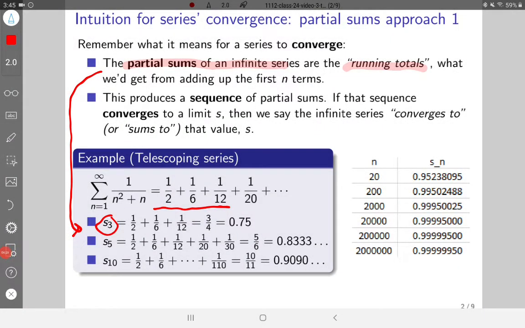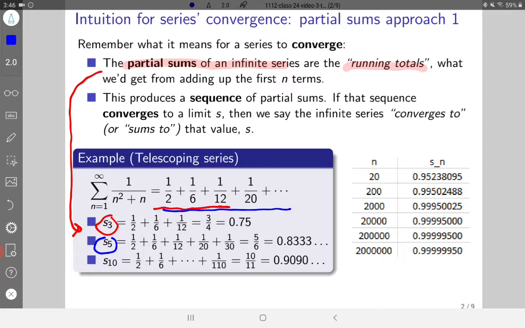And then for the fifth partial sum, S5, that means adding up the first 5 terms of the series. So that would be a half plus a sixth plus a 12th plus a 20th plus a 30th, and all that adds up to 5/6, or 0.83, and so on. S10 means adding up the first 10 terms of the series, and that all adds up to 10 out of 11, or 0.90909, and so on.